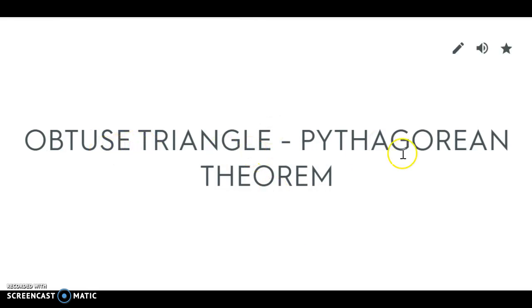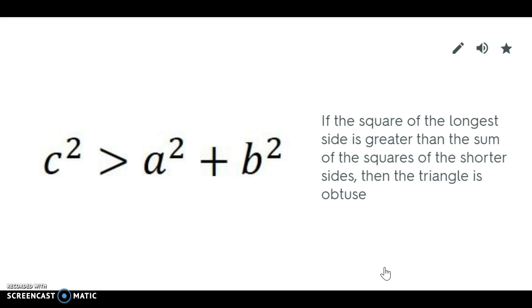Okay, so Pythagorean theorem, being able to identify an obtuse triangle. All right, well, an obtuse triangle is when you have a big opening, so it would be greater than 90 degrees. So if your hypotenuse is greater than the other two, that means that it's open more than 90 degrees, so then it's an obtuse triangle.